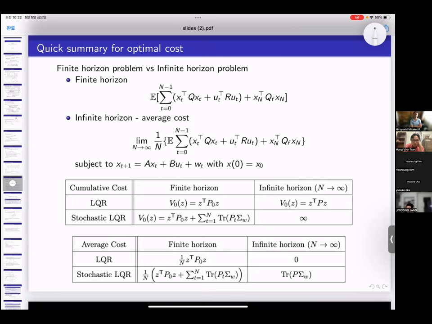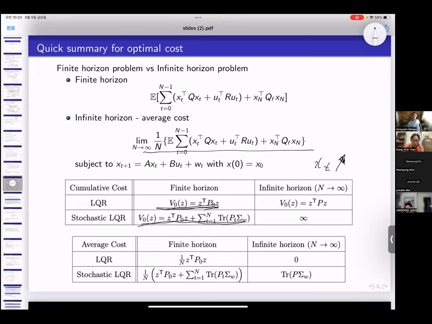There's a difference between a finite horizon problem and an infinite horizon problem. In an infinite horizon problem, we normally take the average of the cost. As you saw, the first table says that for the cumulative cost in the deterministic case, the optimal cost for the finite horizon problem is given by this. This can be naturally extended to the stochastic case. On the other hand, if there's no guarantee that the state trajectory doesn't blow up, then the infinite horizon problem, even for the deterministic LQR problem, will have infinite cost.